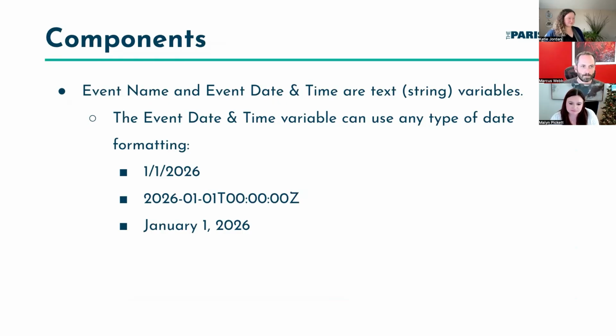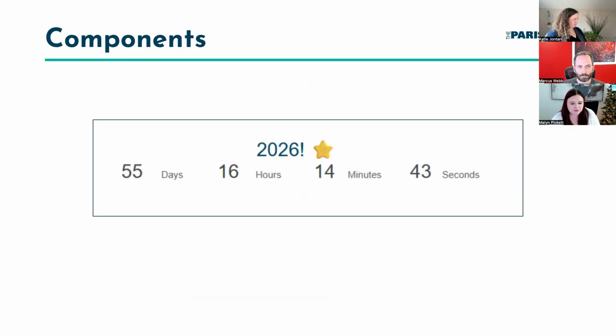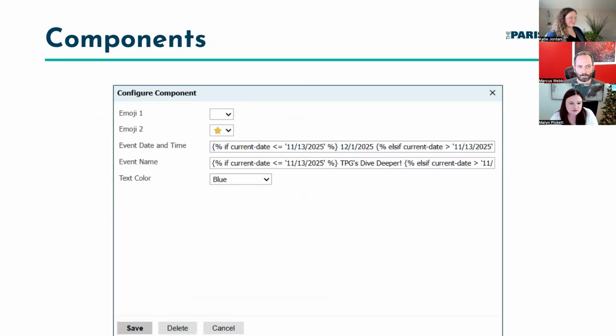When we use this component in a portal, our configuration settings will look something like this. In this example, we are choosing to only use one emoji after the event name, and we're using that month, day, year format. In the portal, we're left with a fun countdown. We've used merge fields and we've used content blocks, but you can also use liquid markup within these variables. So if you want your countdown to support various dates for the remainder of the year, you can do that using some liquid markup, looking at the current date merge field.